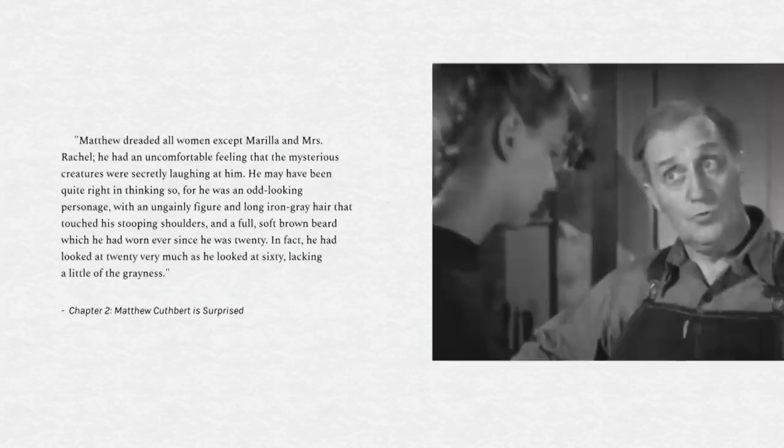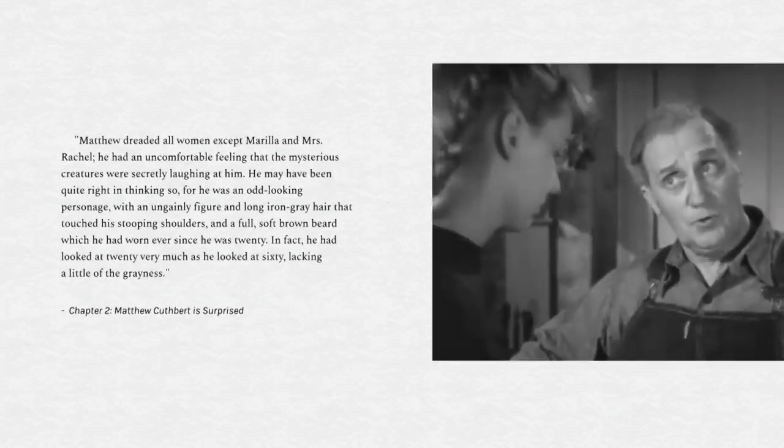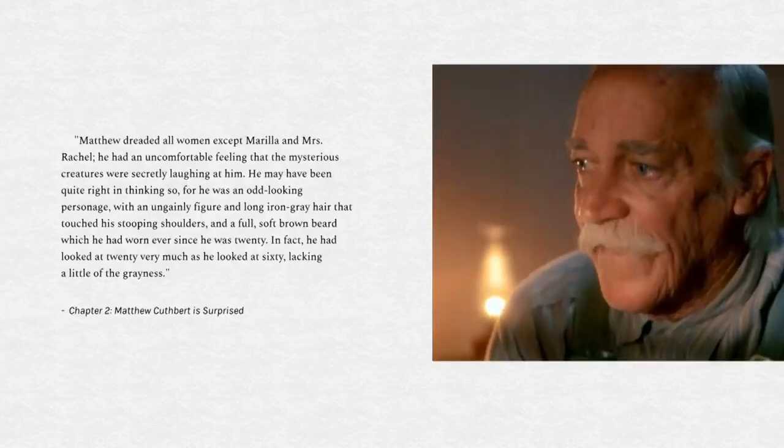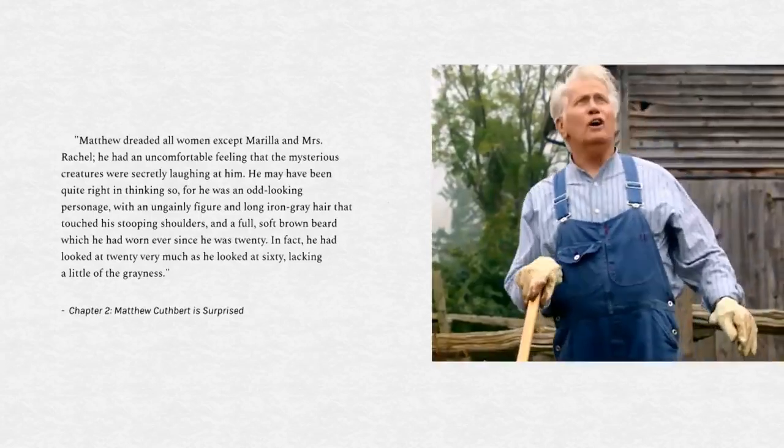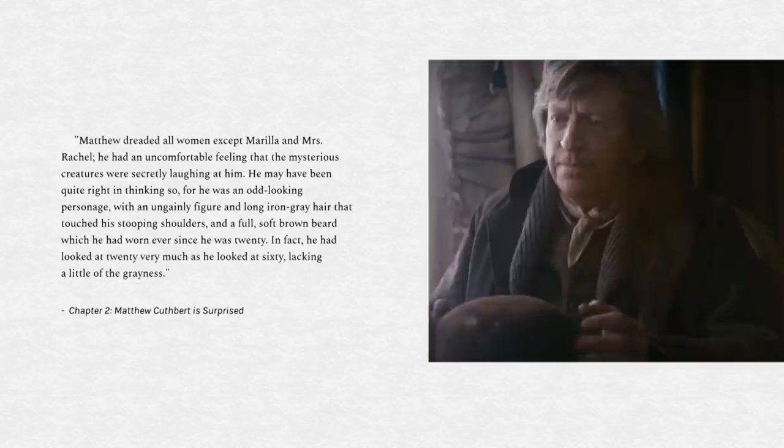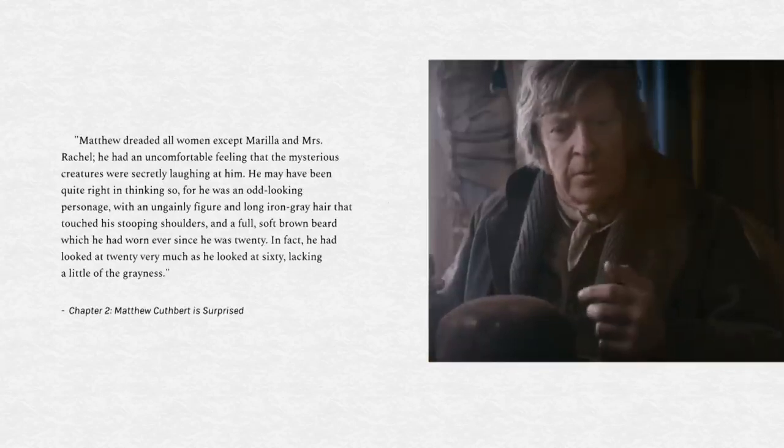Matthew Cuthbert is 60 at the beginning of the book. He was an odd-looking personage with an ungainly figure and long iron-gray hair that touched his stooping shoulders. Despite his shy nature, he doesn't hesitate to show kindness and love to Anne.